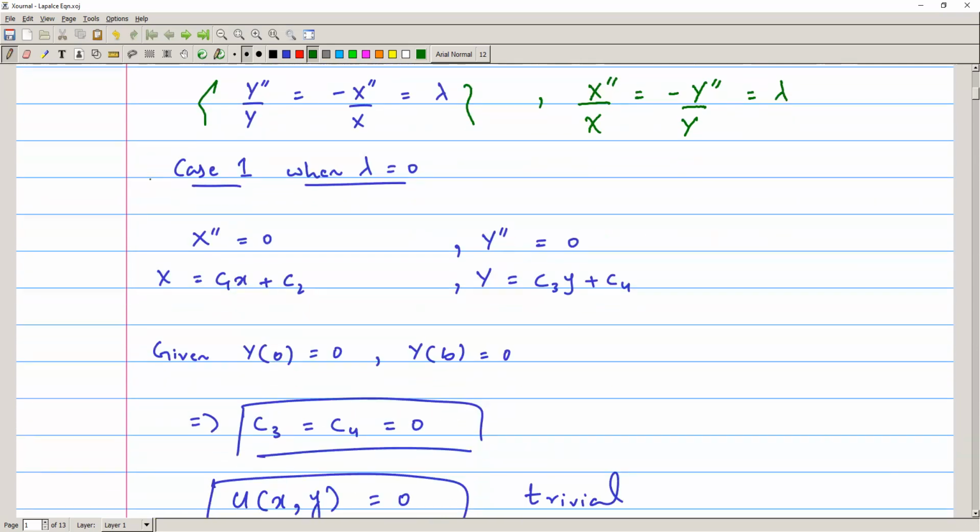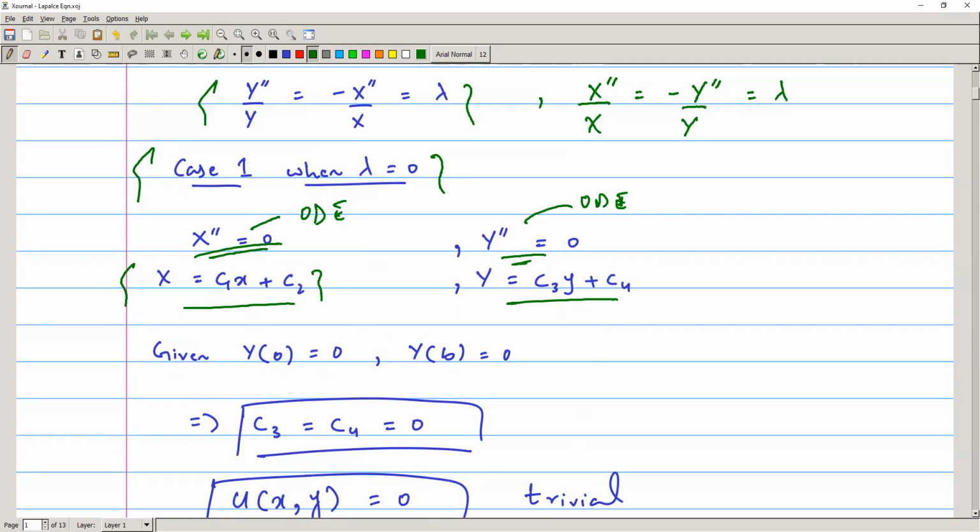Now we will solve for case 1 when lambda is 0. So X double prime is 0, Y double prime is 0. We already know the solution for X double prime equals 0. This is a second order homogeneous ODE. And again, this is an ODE, second order homogeneous. So this is the solution for the equation.